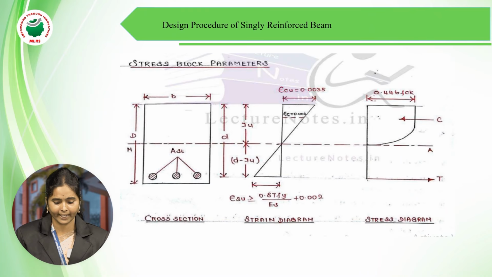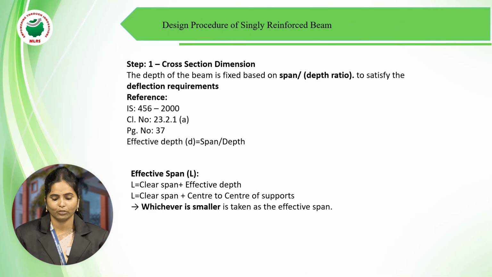Next, design procedure of singly reinforced beam. This is the beam, stress block parameters. This is a cross section of the beam, the strain diagram and the stress distribution diagram. This is the stress block parameters. So, using the limit state method, we have to design the singly reinforced beam. What steps are included in the design procedure? Now I am explaining.